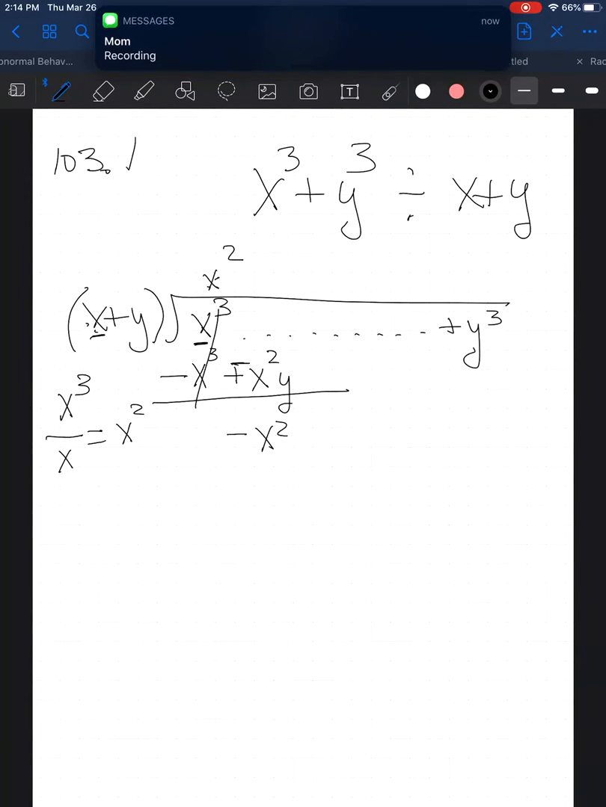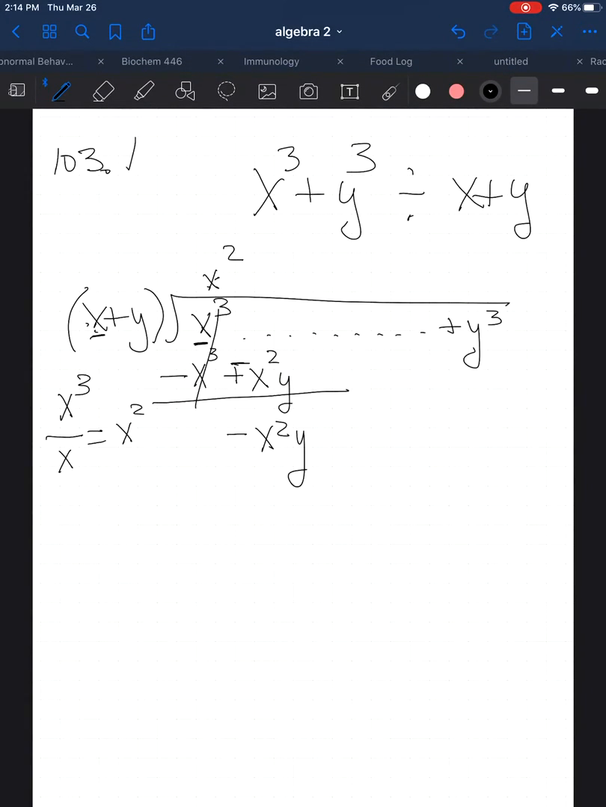Here we have minus x squared y. And I don't know what comes next, so I'm going to leave it alone. And I'm going to do the same step. So I'm going to take negative x squared y and divide it by the x again. Well, that simplifies to minus xy, right? Because the x goes in here and leaves us with x. So I put minus xy up here.